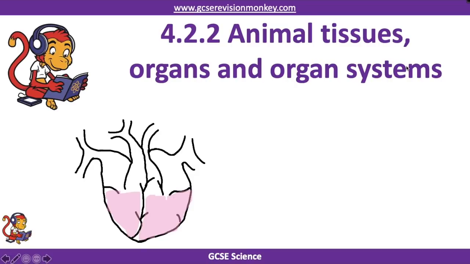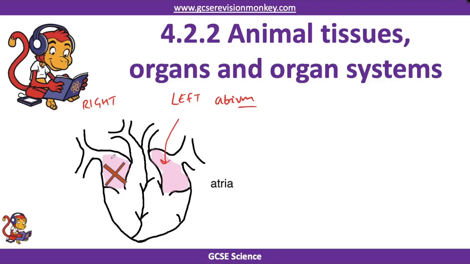The bottom chambers of the heart are called ventricles, and the top chambers of the heart are called atria. So as you look at images of the heart, you have to imagine it as if you're looking at it inside a person. So this side of the heart is actually the left, and this side of the heart is the right. So we have a left atrium here and a right atrium here, but the plural is atria.